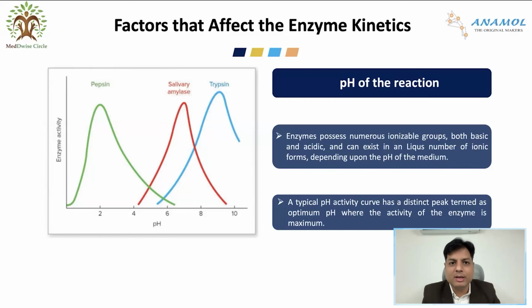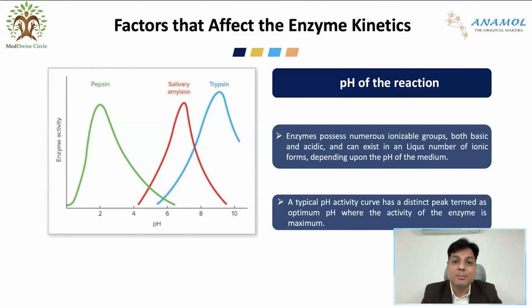If you can see the image over here, when pH is plotted on the x-axis and enzyme activity is plotted on the y-axis, we see that one enzyme, pepsin, shows maximum kinetics at pH 2, whereas salivary amylase or trypsin show maximum activity at pH 7 or maybe around pH 8.9 or 9. So you can see here that different enzymes have their favorite pH at which they can show maximum activity. This is called the optimum pH at which the enzyme shows maximum activity.